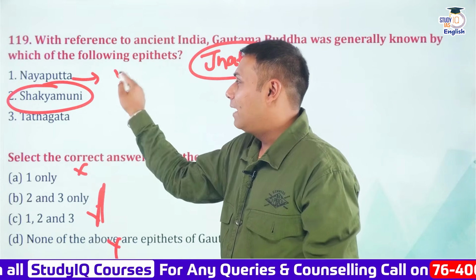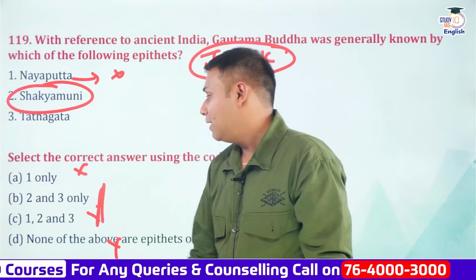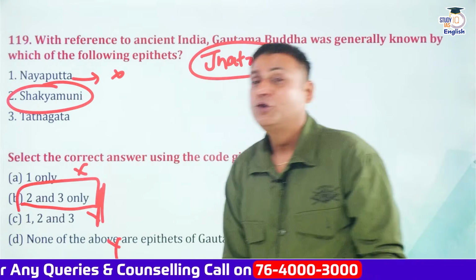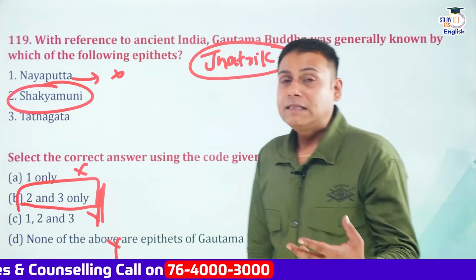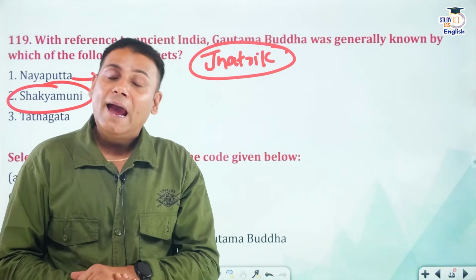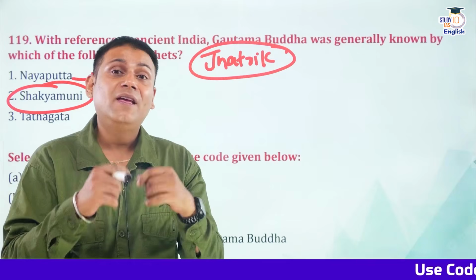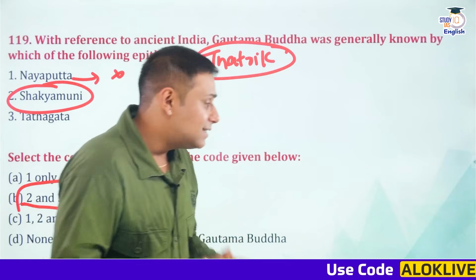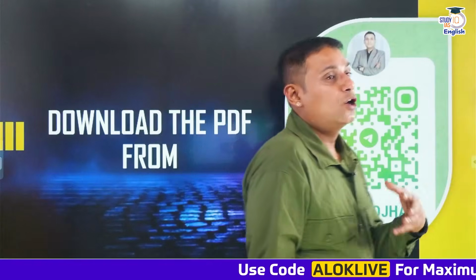So this option gets eliminated. We do not know Tathagat, but what option is left? 2 and 3. So the answer becomes 2 and 3. So my friends, the crux of this question that I have shown you on the board is that elimination technique works a lot in the examination. So these are the key takeaways from this short video.